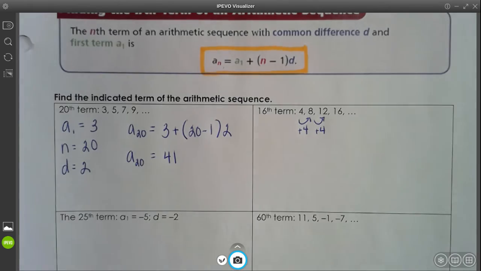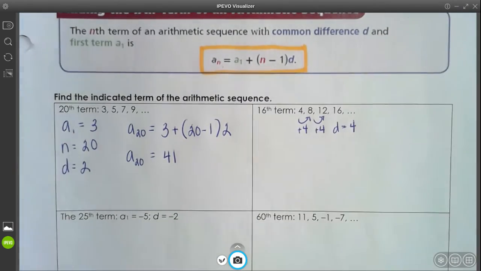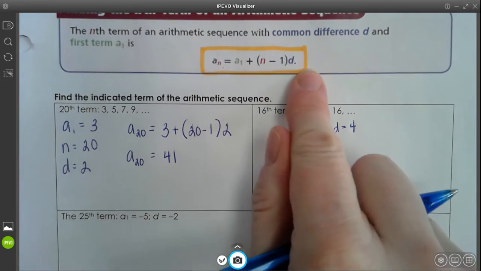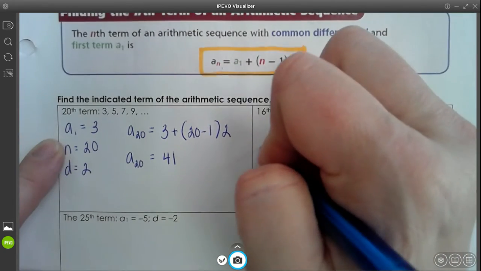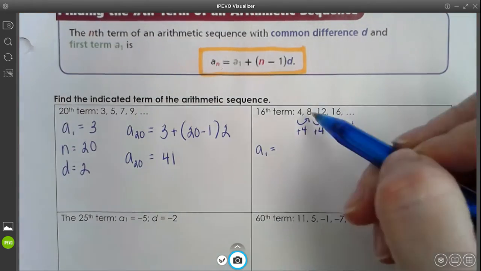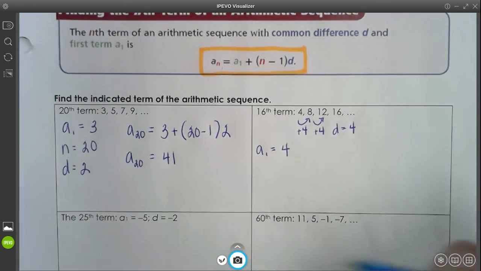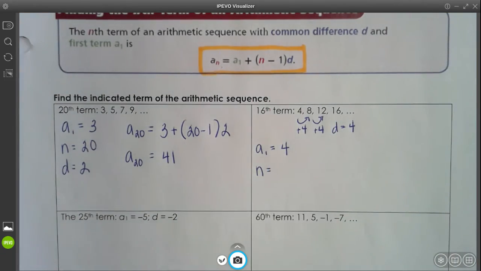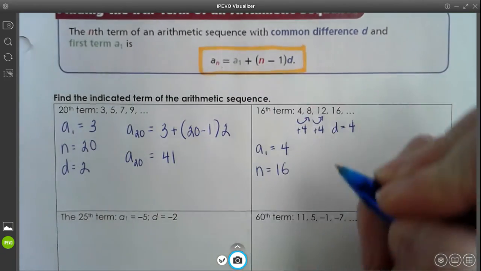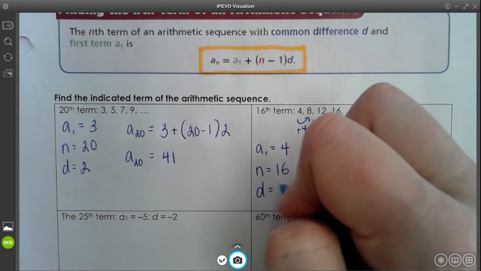Okay, so if we, again, write out all of our variables just like we did here, a sub 1 is the first term, and here our first term is 4, this number right here. Then n is how many terms we're looking for, and it's telling us we want the 16th term, so n is going to be 16. And then finally, d is our common difference, which we figured out is 4, because we're adding 4 every time. Okay, let's use our formula.